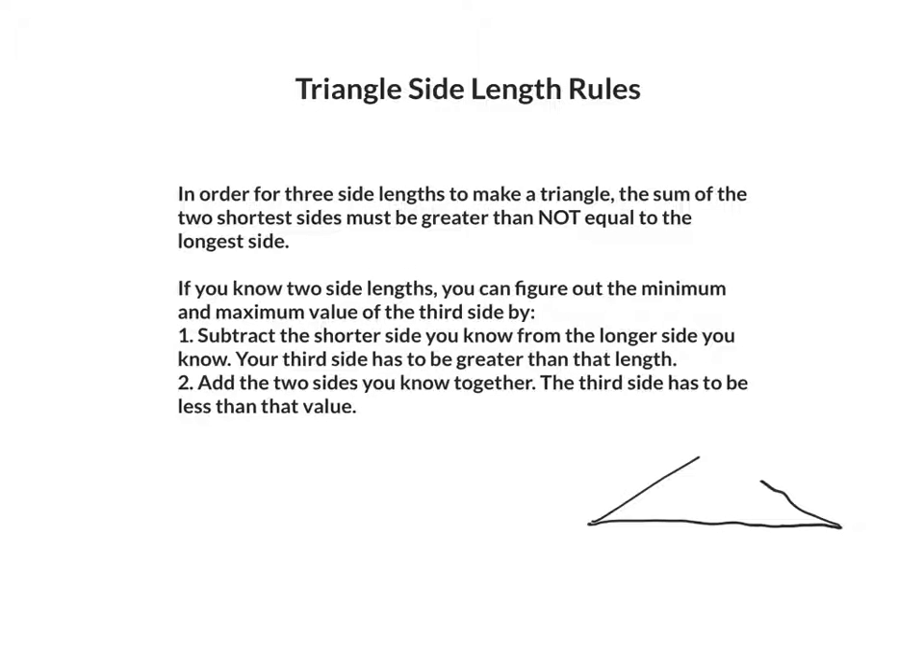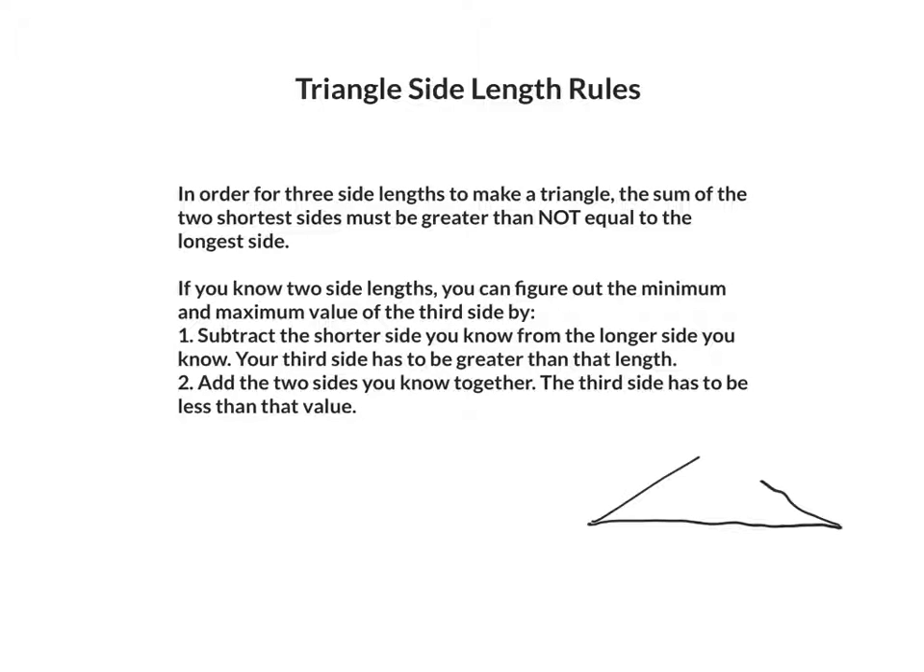If you know 2 side lengths, you can figure out the minimum and maximum value of the third side by first subtracting the shorter side you know from the longer side you know, and then your third side has to be greater than that length. And secondly, you have to add the 2 sides you know together. The third side has to be less than that value. So what you'll end up with is a compound inequality showing the third side has to be greater than this value but less than this value.